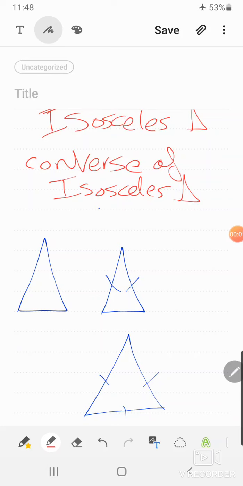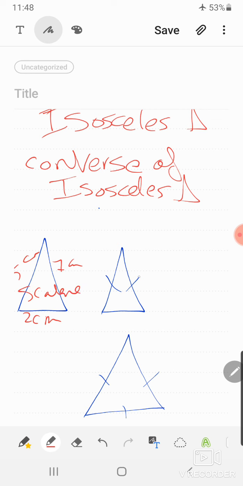Good morning, students. Our lesson today is geometry, which is the isosceles triangle and the converse of the isosceles triangle. First of all, if you have a triangle with sides 7 centimeters, 5 centimeters, and 2 centimeters, their sides are different, so this is called a scalene triangle.